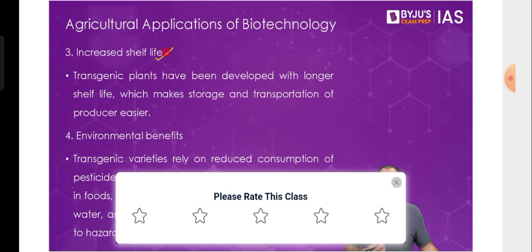Increasing the shelf life is also possible. Adding certain genes can improve the shelf life, and there can be environmental benefits as well. Environmental benefits largely come from, let's say, something like BT cotton. In BT cotton, because the cotton crop itself is producing its own pesticide, we don't need to add chemical pesticides to it. So that's why it will have environmental benefits as well.